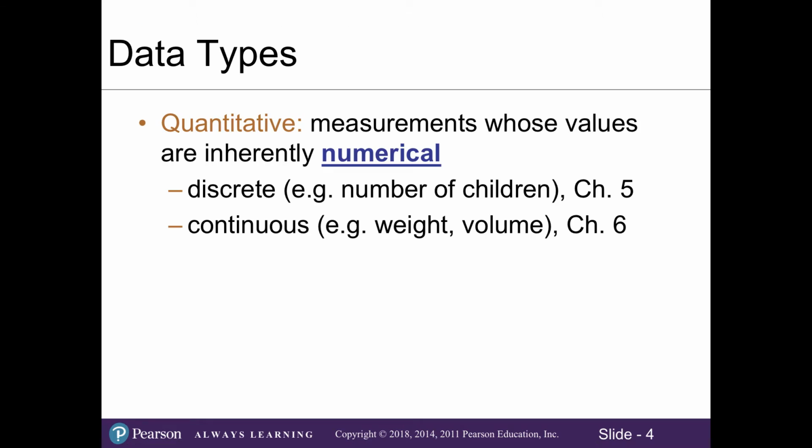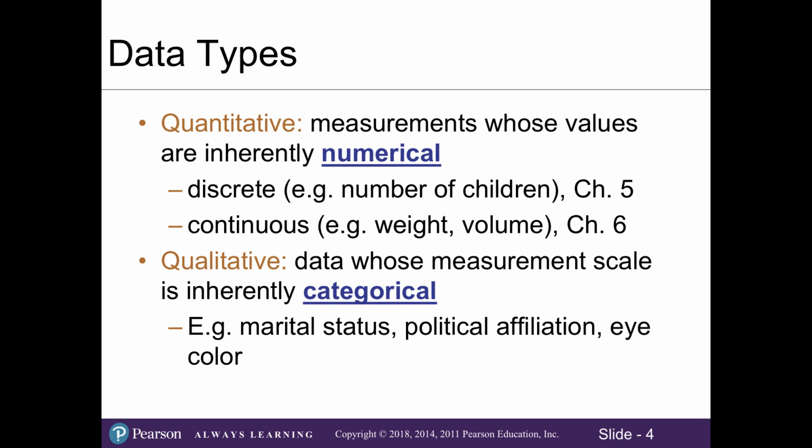So let's first look at the different data types. Quantitative data is inherently numerical, so we're dealing with numbers. And in chapters 5 and 6, we'll talk about discrete numbers and continuous numbers. The other data type is qualitative. So these are categorical. Examples would be marital status, married, single, divorced, political affiliation, eye color. So these are not number related. So think quantitative, quantity, numbers, qualitative, quality. There's some attribute or category that's related.